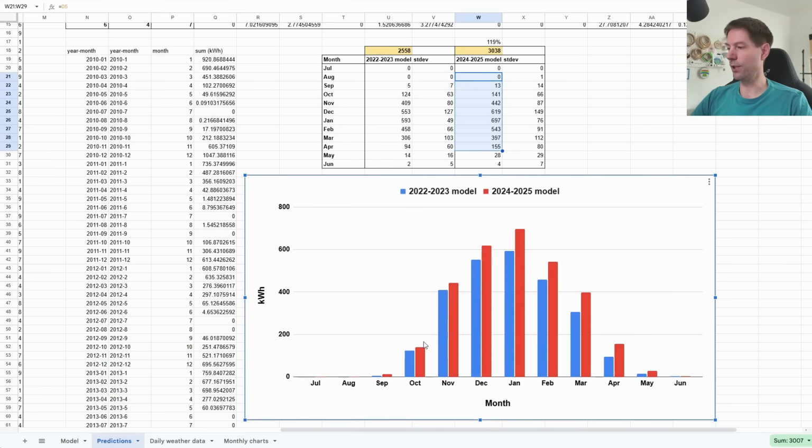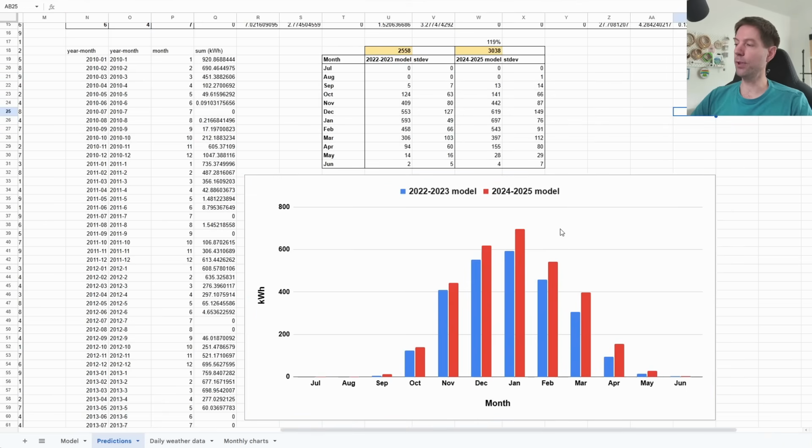Now, what you can see, generally speaking, from this is that the current model, the new model, tends to predict somewhat higher heating demand for each given month compared to the previous model. This is not a surprise to me. This is entirely what I expected. And in fact, if you compare the two models, the sort of typical annual heating demand for the new model is about 19% higher than the previous model, so roughly 20% higher.